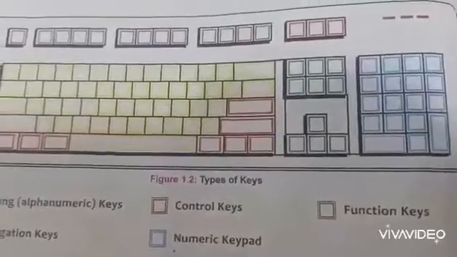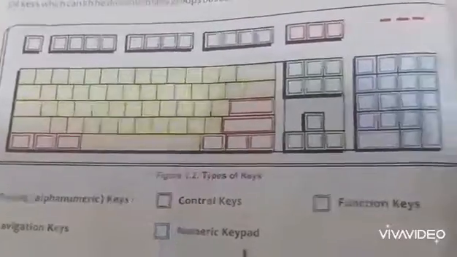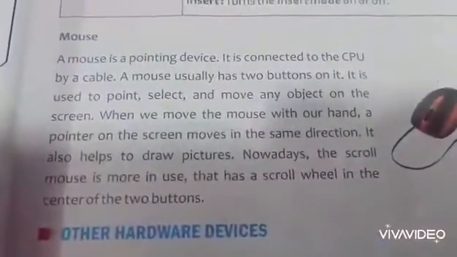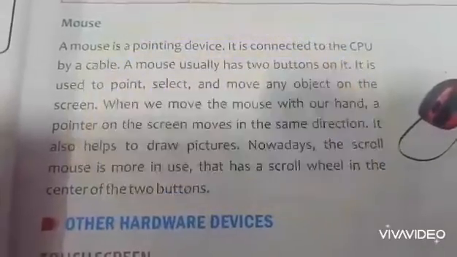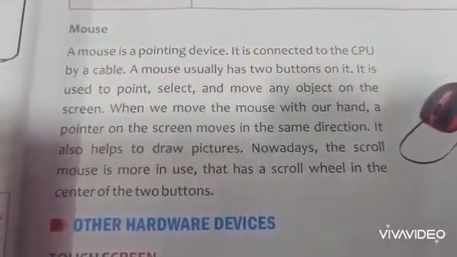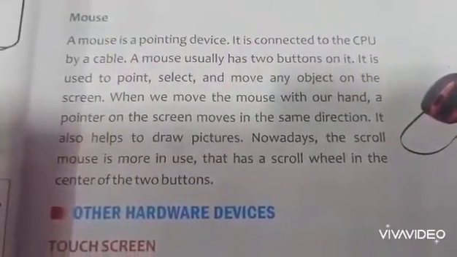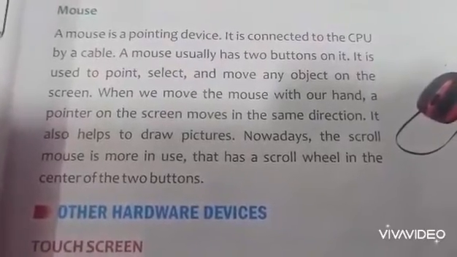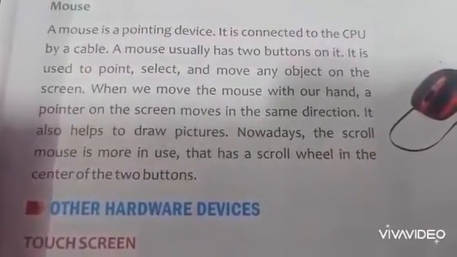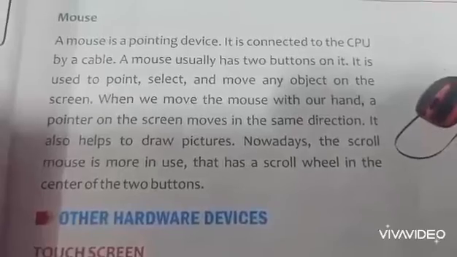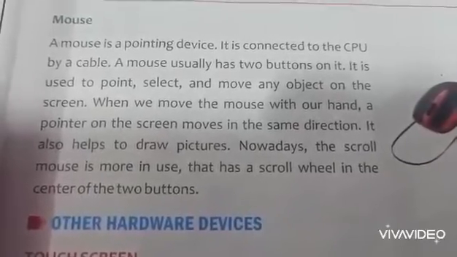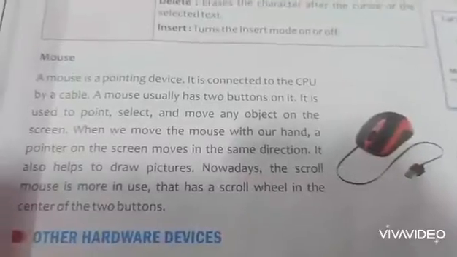Now the next part of a computer is mouse. A mouse is a pointing device. It is connected to the CPU by a cable. A mouse usually has 2 buttons on it. It is used to point, select and move any object on the screen.